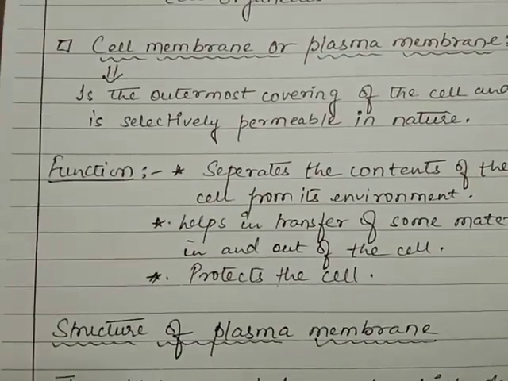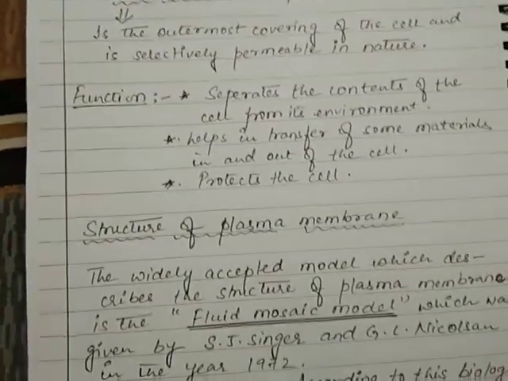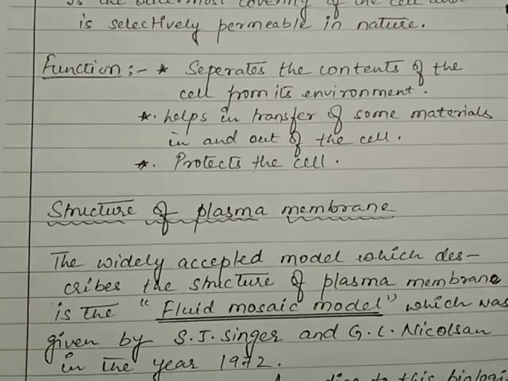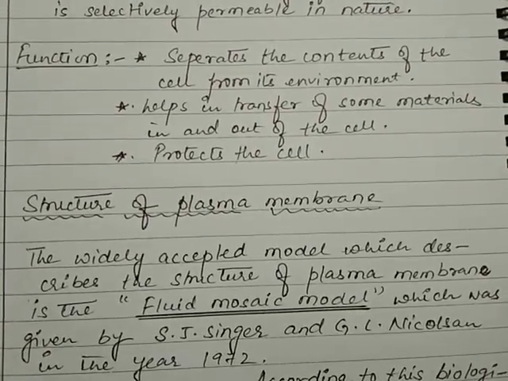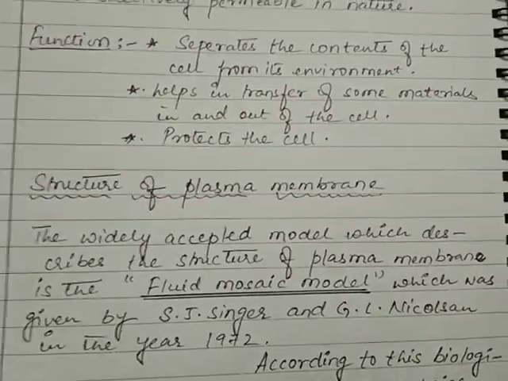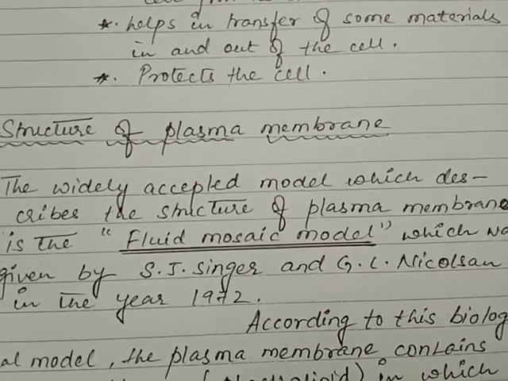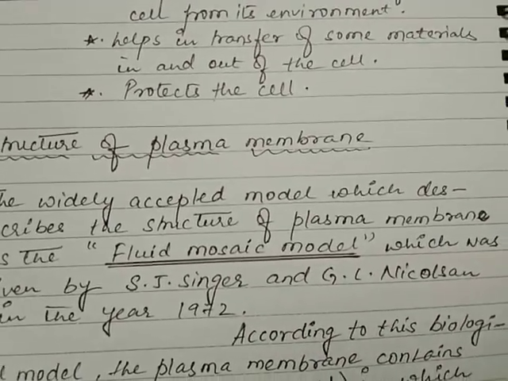There were many theories, students, regarding the structure of the plasma membrane, but the widely accepted model which describes the structure of plasma membrane is the fluid mosaic model. This fluid mosaic model was given by S.J. Singer and G.L. Nicholson in the year 1972.